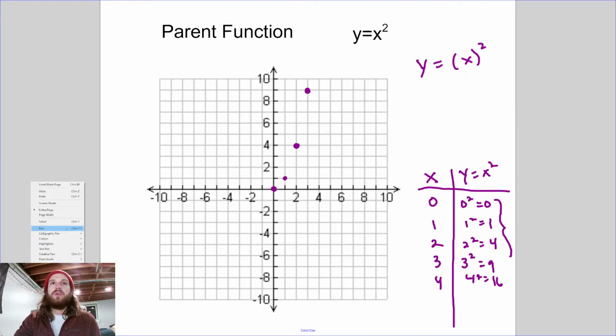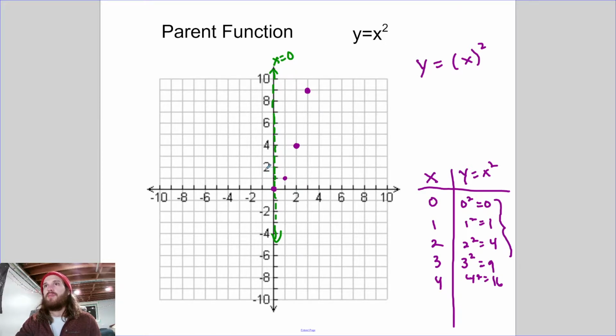So all we do here is we know that our axis of symmetry for the parent function, that lowest point, 0, 0, is our vertex. Our axis of symmetry is the line x equals 0. And our vertex is 0, 0, which I think I just said, so I'm repeating myself.